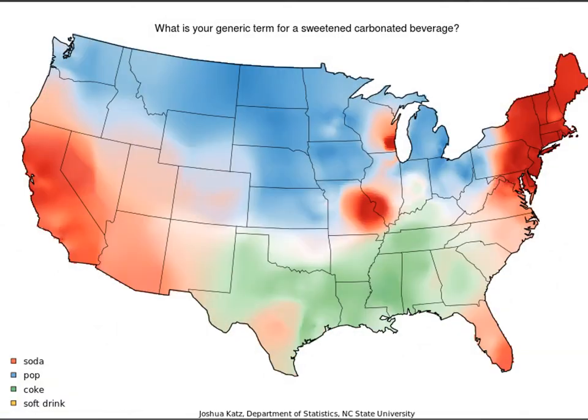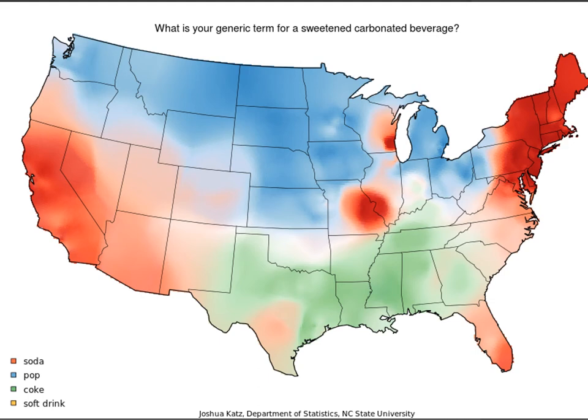Another one is, what is the generic term that you have for a sweetened carbonated beverage? In most of the American South, it's actually Coke. This map's a little bit misleading. It's hard to see on this, but it's actually much darker green throughout the American South. You say a Coke. In New England, you say soda. In the upper Midwest, you say pop, right?